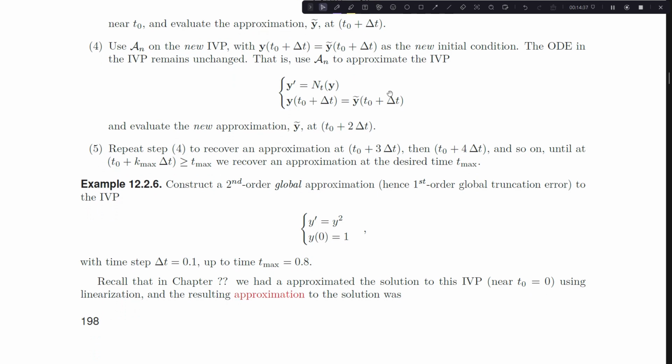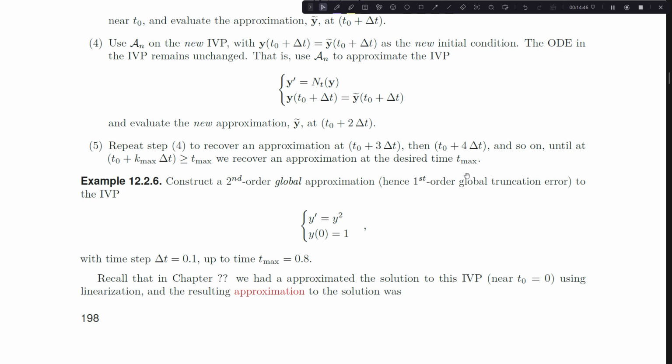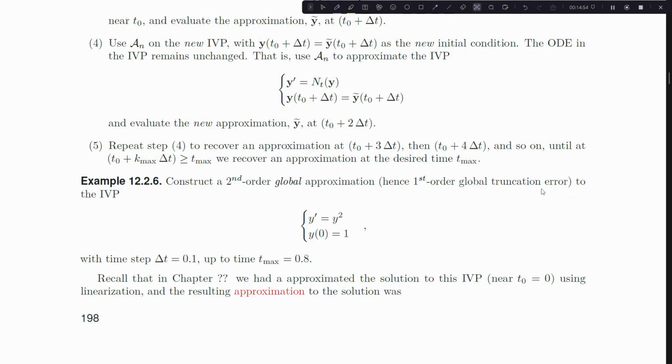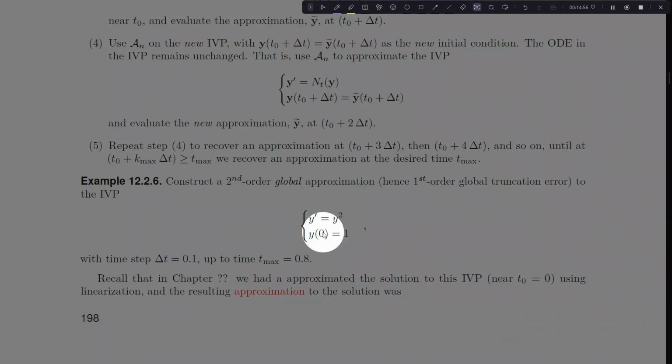We're going to construct a second order global approximation, which should hence be first order global truncation error. This is a little bit frustrating: the order of the global approximation does not agree with the global truncation error. We apply it to the IVP y prime equals y squared, and y of 0 is 1.